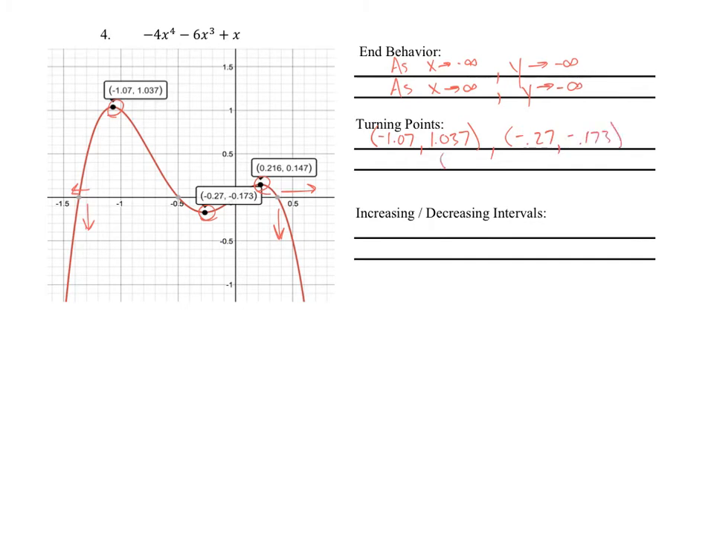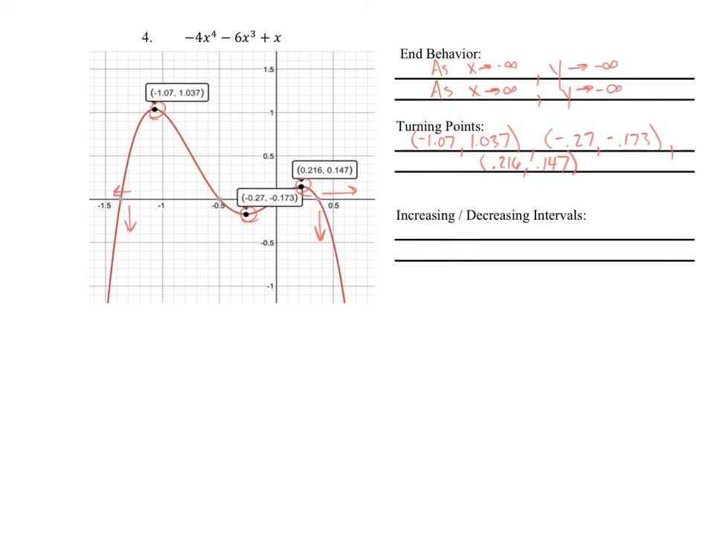And I've got the point (0.216, 0.147). All right, so those are my 3 points. Those are the turning points. And then on top of that, we're going to have intervals over this space where our function is either increasing or it's decreasing.